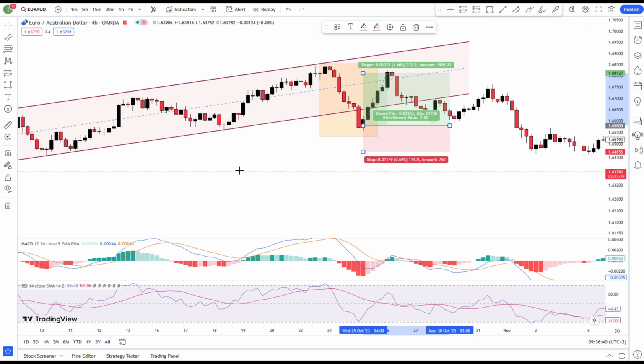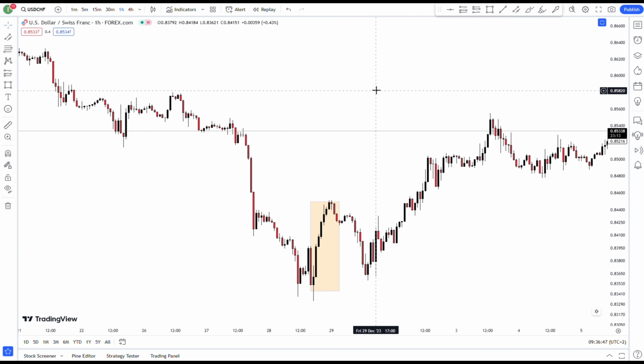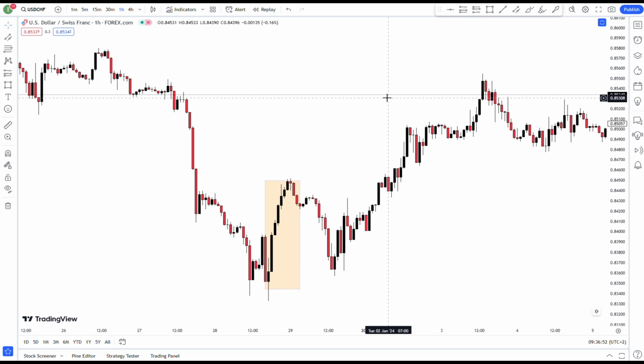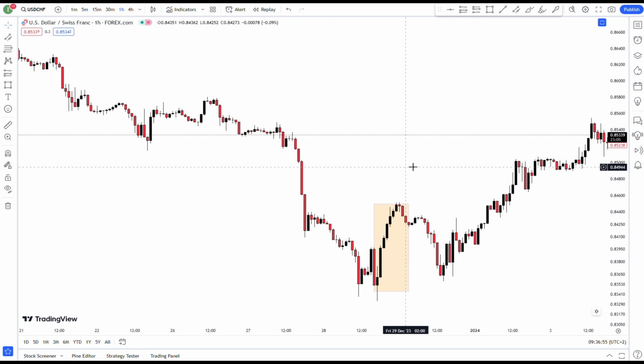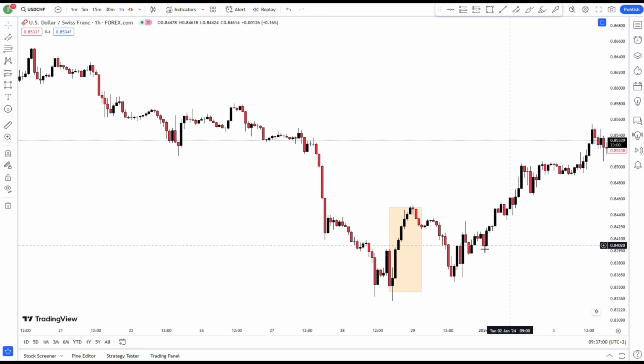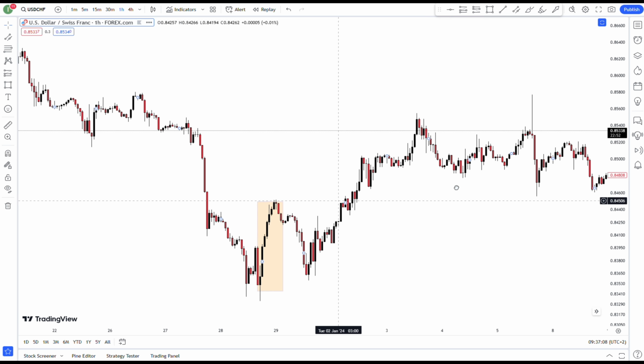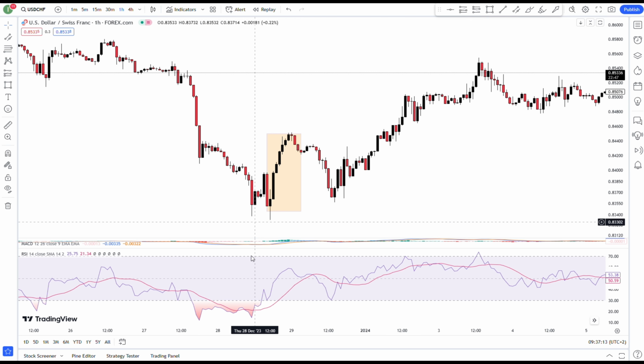Another example, we can find it here in the US dollar Swiss franc chart, one hour chart. At the end of a downtrend, here we see a three white soldiers pattern, and it was able to change the trend from downtrend to uptrend. Let's check the RSI for confirmation. Here, as you can see, our RSI is at its minimum point, and these three candles were able to change the trend.